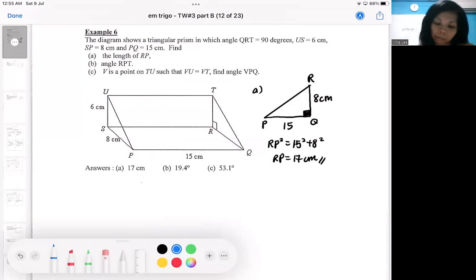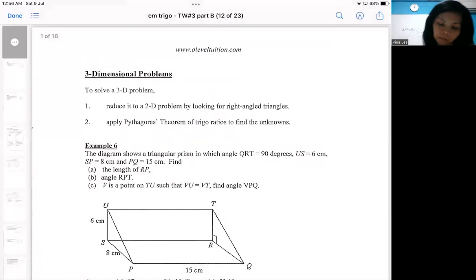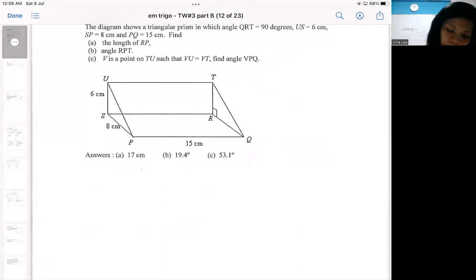So the next one is RPT. So RPT. So RP is on the ground. So it's actually here. So this is vertical. Anything along the ground, it will form a 90 degree. So this is part B. So I'm supposed to find RPT, this part. Okay, so we will use the previous answer.